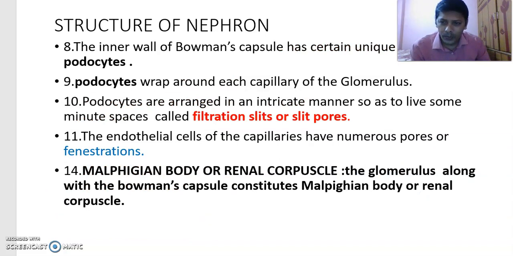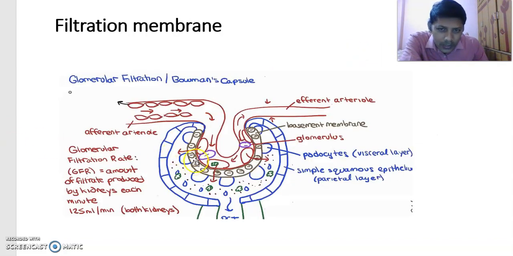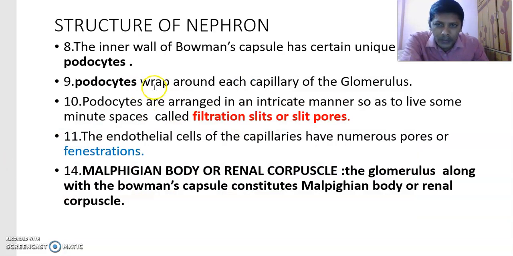Next, come to the next part. The inner wall of the Bowman's capsule has unique cells. This is the inner wall and this is the outer wall. Here some unique cells are present. These cells are called podocytes. The inner wall of the Bowman's capsule is made up of unique cells called podocytes.